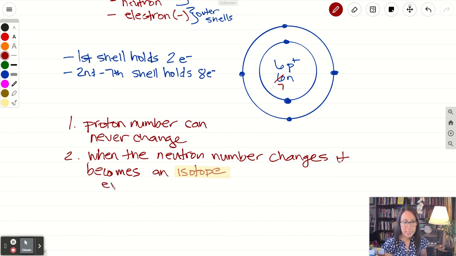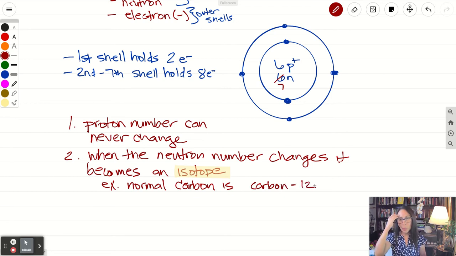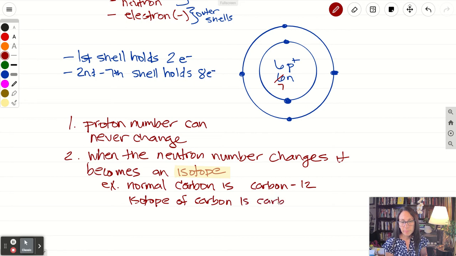Okay, so I'm going to say, for an example, normal carbon is called carbon 12. This is how it's written, which means the weight is 12, which means it's got 6 protons, 6 neutrons. An isotope of carbon is called carbon 13. Okay, and that is 1 extra neutron in there.